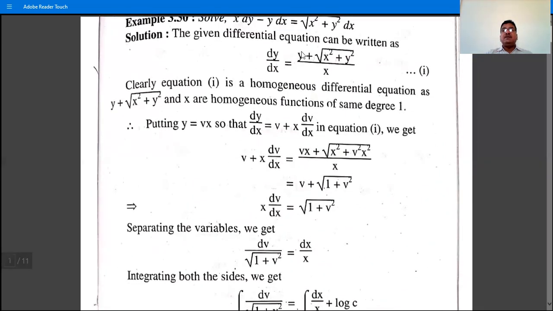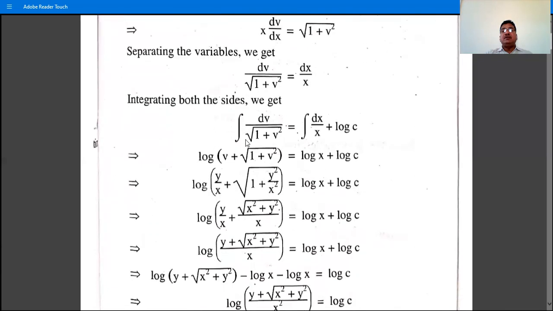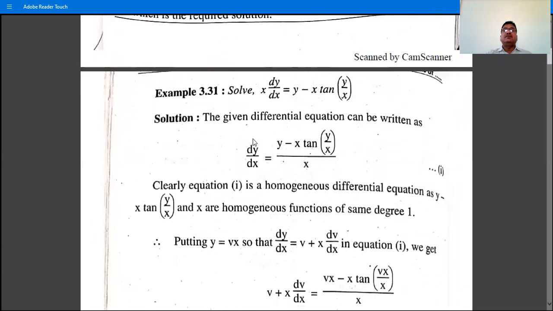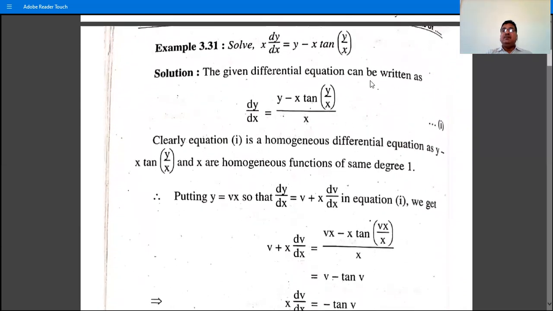So first identify that the given differential equation is a homogeneous differential equation. Then we have to solve the differential equation. Next is x dy by dx is equal to y minus x tan y by x. So the given differential equation can be written as dy by dx is equal to y minus x tan y by x, divided by x, after shifting this x to the RHS.